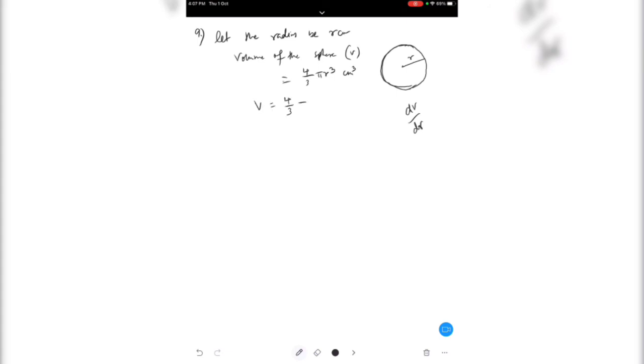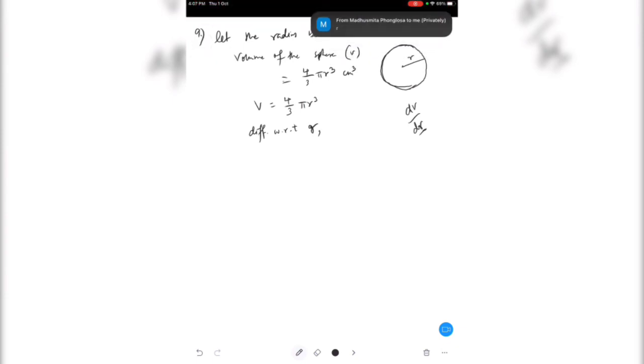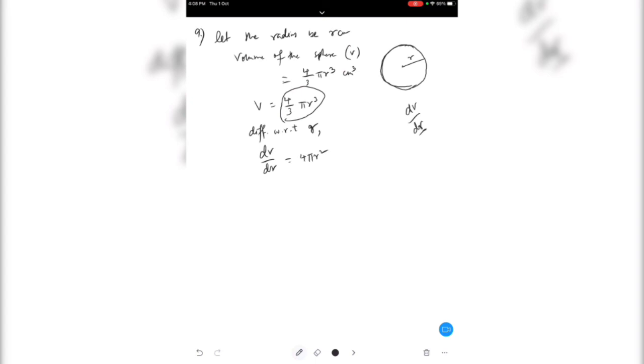Can anybody tell me, I will differentiate this equation with respect to what? Differentiating with respect to time, right? Come on, fast. What is below there? It's the radius. Yes, differentiating with respect to radius. So V becomes dV/dr. Now the differentiation of 4/3 pi r cube with respect to r will be just 4 pi r square.